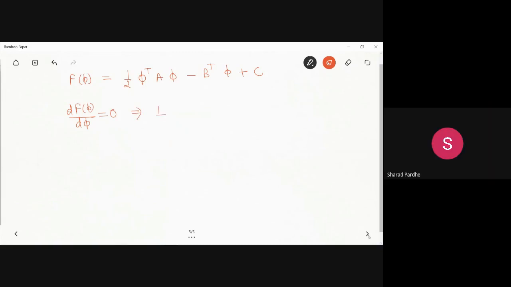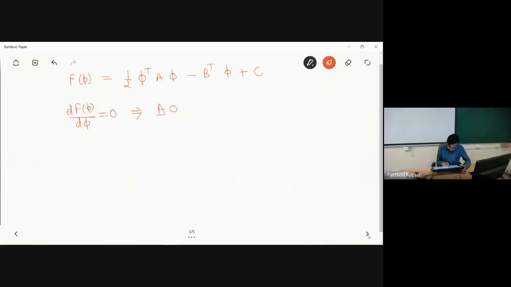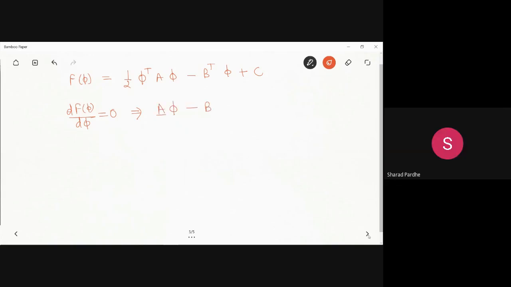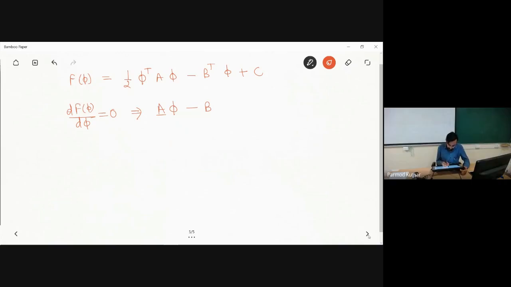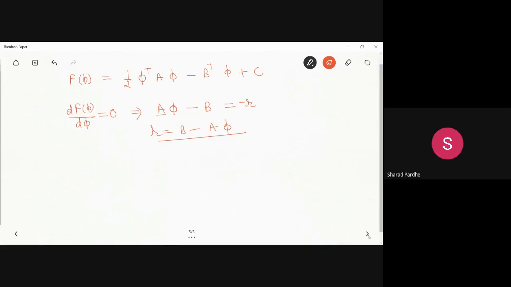A into phi minus B. I will be getting A phi minus B. Now what is A phi minus B? A phi minus B is nothing but minus of the residual. Clear? Because the residual is B minus A phi. So if the residual is B minus A phi, then A phi minus B represents nothing but minus of the residual. Is this point clear? Yes, sir.